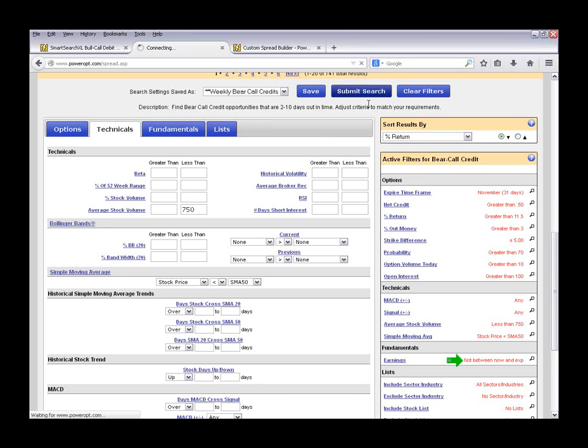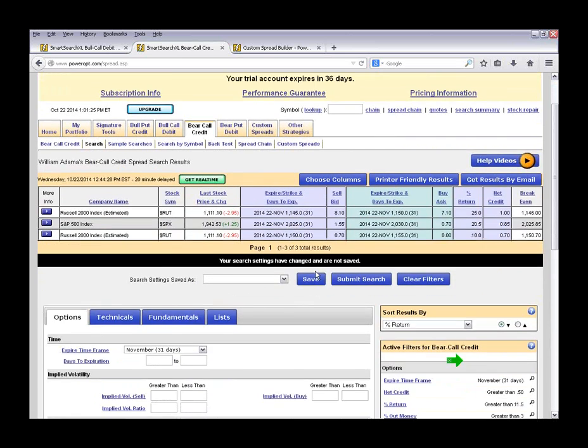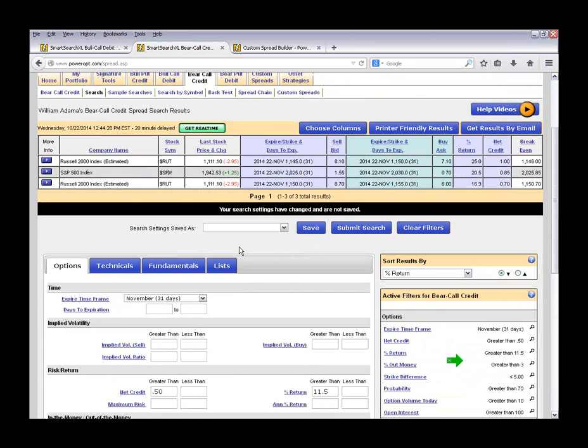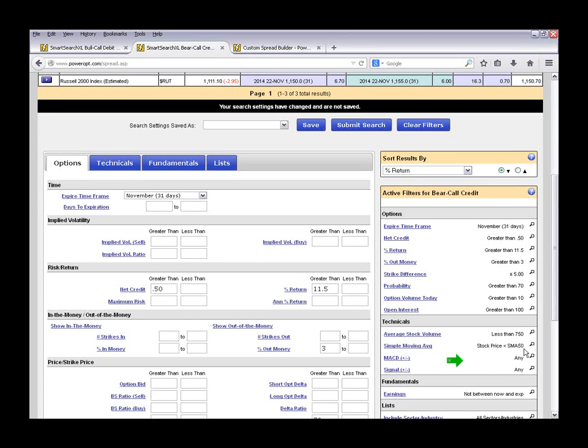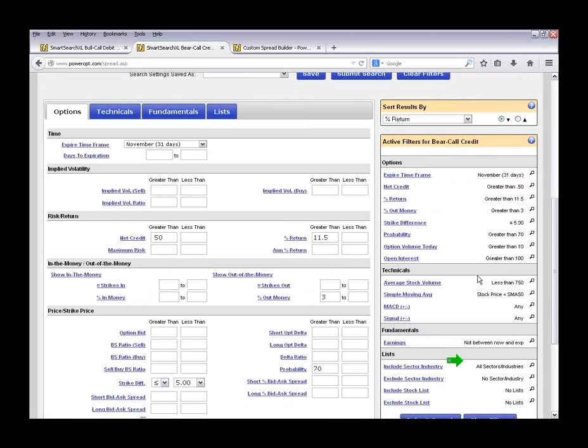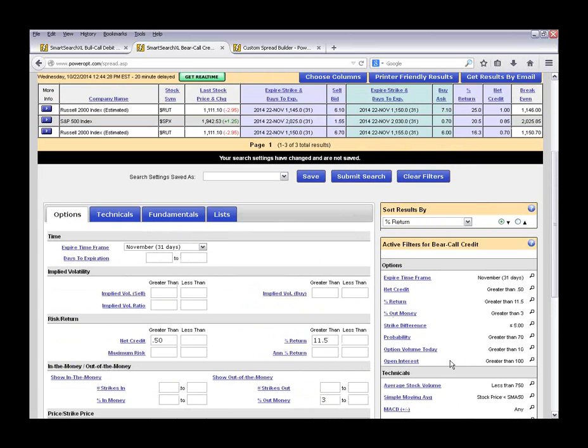Let's go ahead and run that search. See what we get for November expiration. Wow, once again, we've got some indexes here. We didn't have any stock securities that matched our criteria, that are trading below their 50-day moving average, have a low stock volume, but still had the probability and net credit. Now, this is correct. This isn't an error. As I mentioned, we're building 1.2 million positions there.